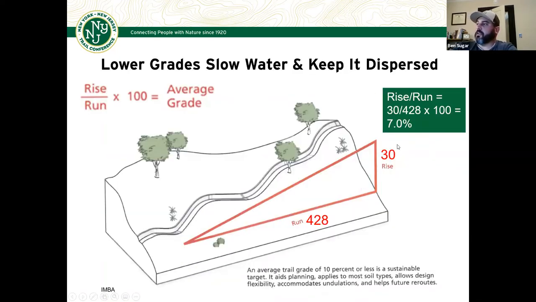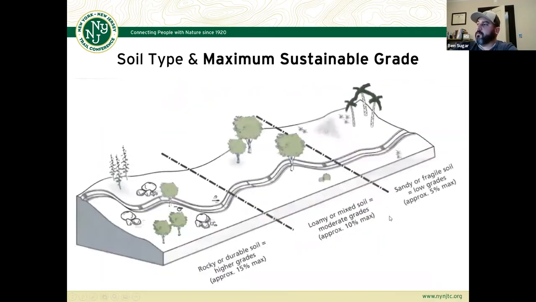So we talk about percentages, and where we often want our trail steepness is about 10% if we can, but it's dependent on a number of factors. What kind of user group we're building for. If we're building something that's going to include horses, we want to definitely keep it to 10% or below, except for maybe very short sections.